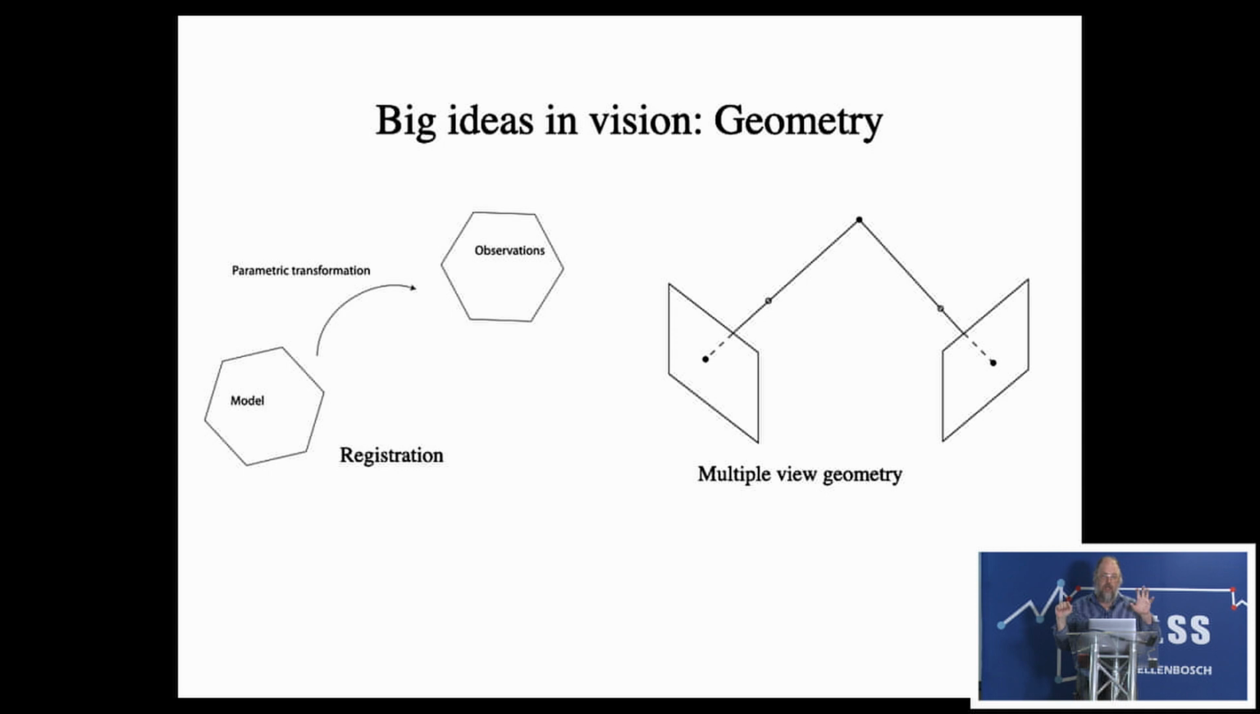So for example, the model could be a CAD model of some 3D object. The observations could be a picture, and I've got to figure out how the object was rotated and translated to form the picture in the camera. There are a bunch of cases of registration. And the other one is multiple view geometry. I have 2 pictures or 3 pictures or more pictures. What do I know about the world based on those 2, 3, or more pictures?